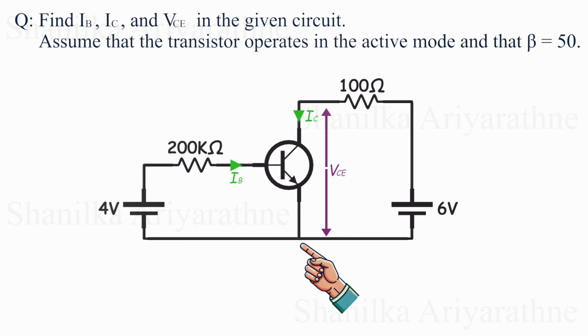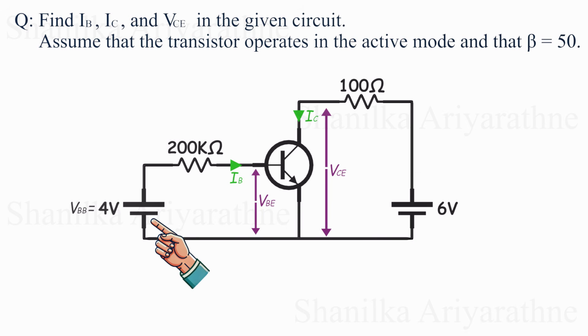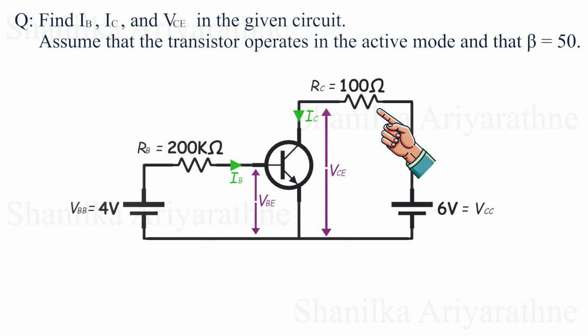Since we're working with a common emitter configuration, there's one more crucial voltage to keep in mind. VBE. That's the voltage between the base and the emitter, and it plays a major role in how the transistor behaves. Now on to the other components in the circuit. The voltage source connected to the base is called VBB. This one controls the base current, IB. The voltage source connected to the collector is labeled VCC. The resistor connected to the base is RB, and the one connected to the collector is RC. Once we've got the labels correct, the rest becomes much easier to solve.